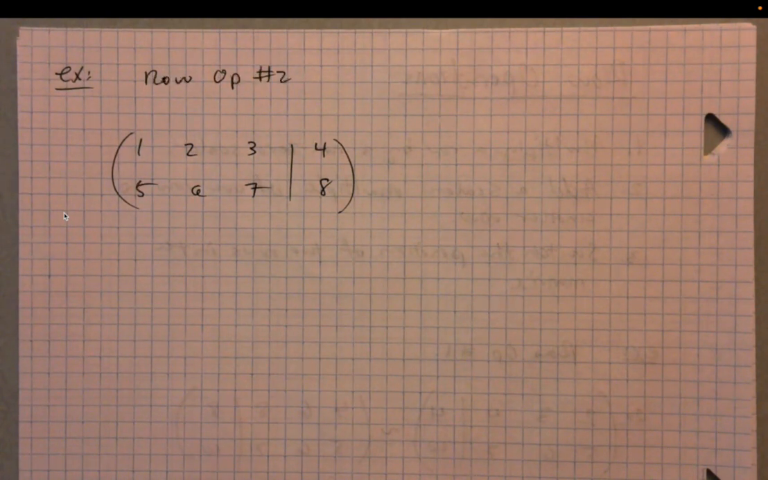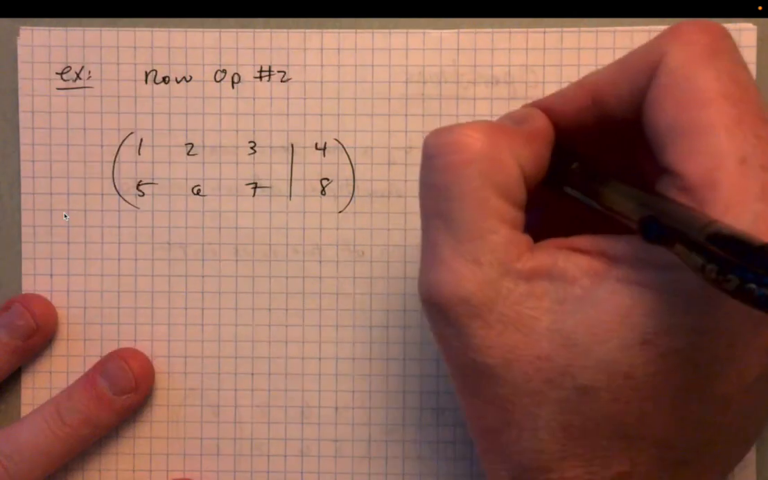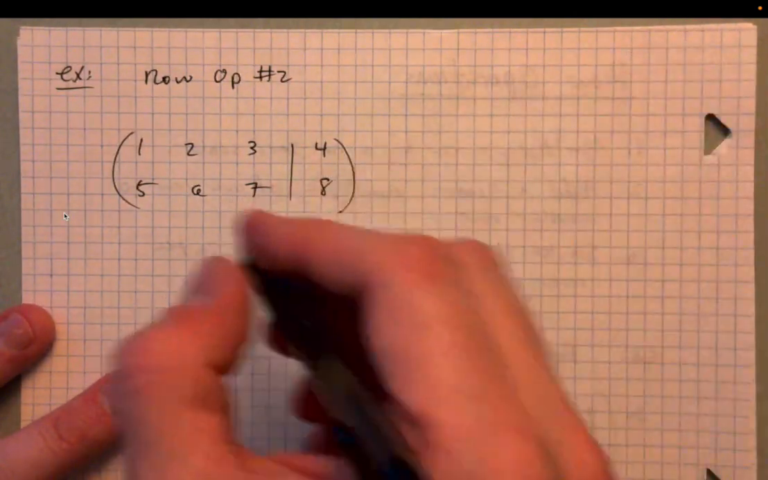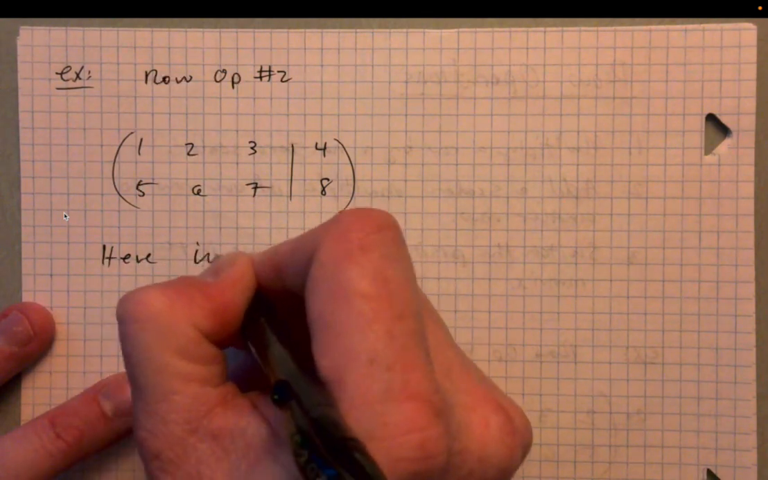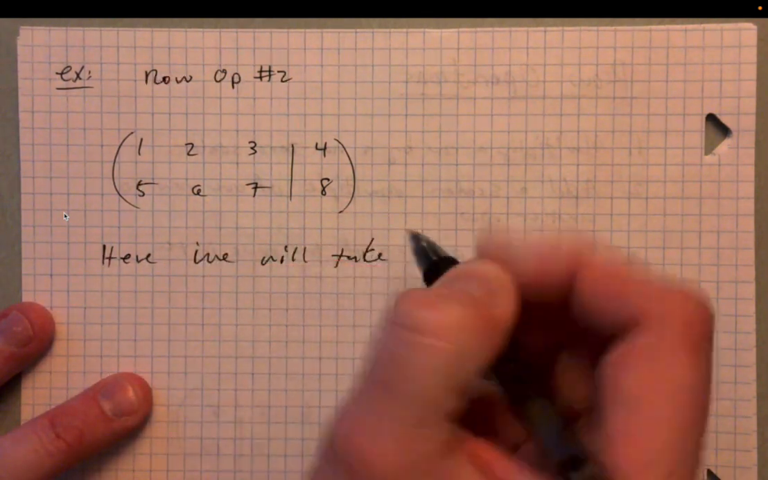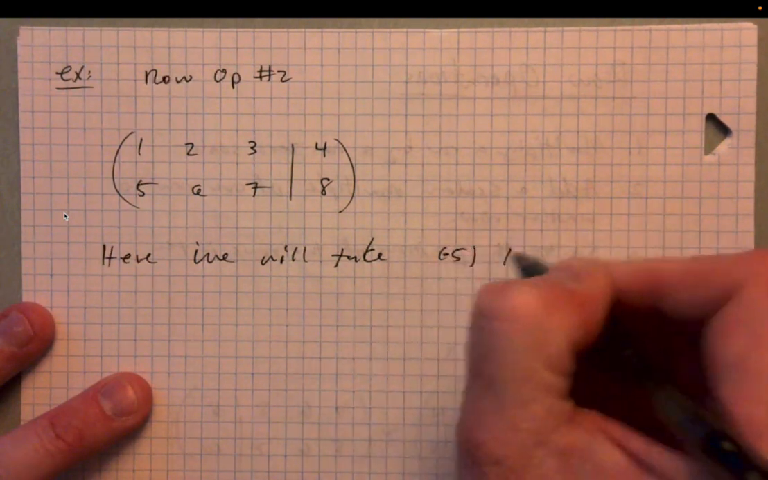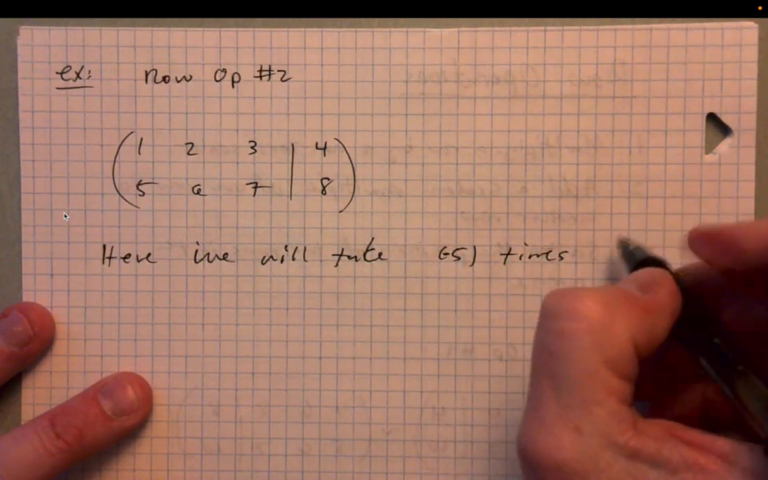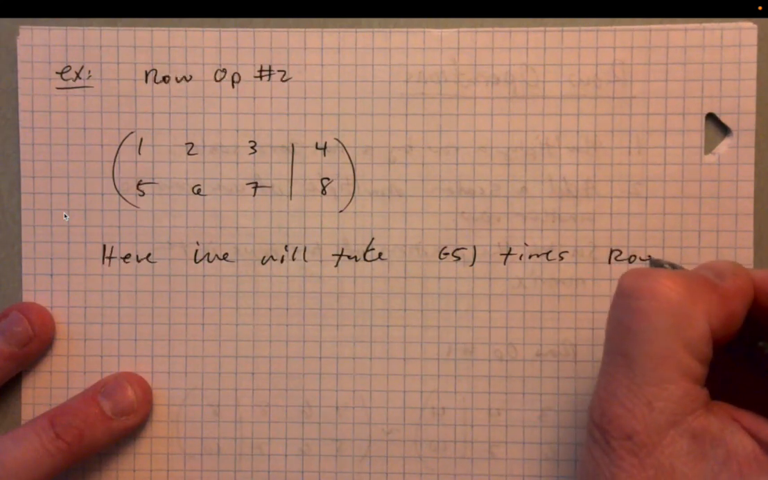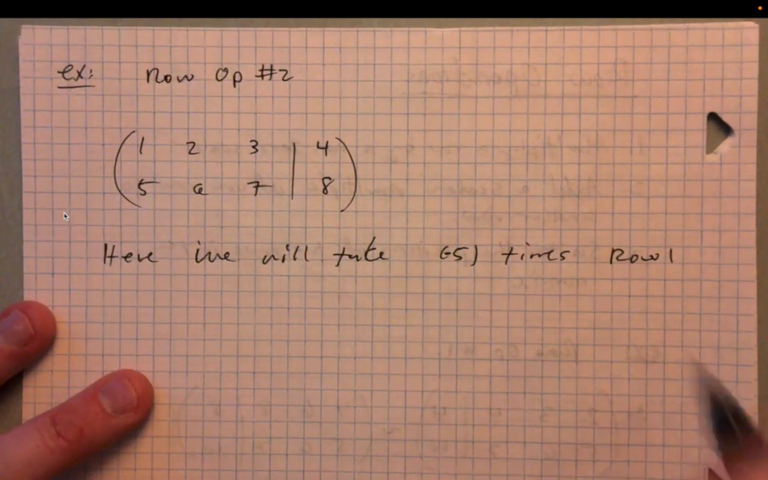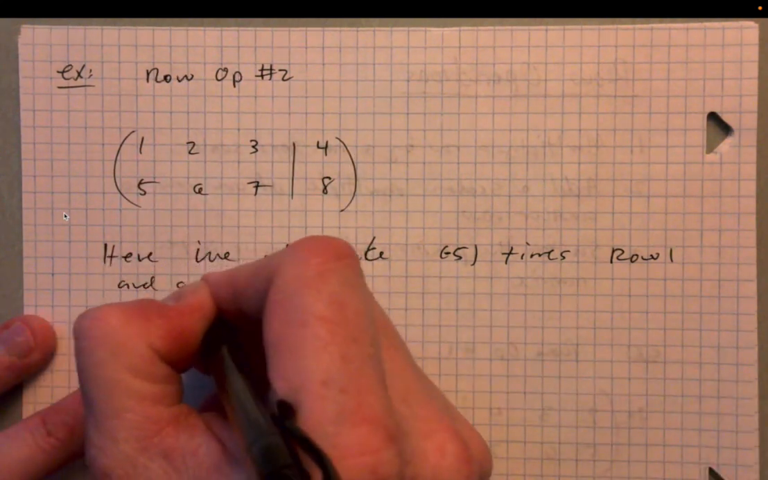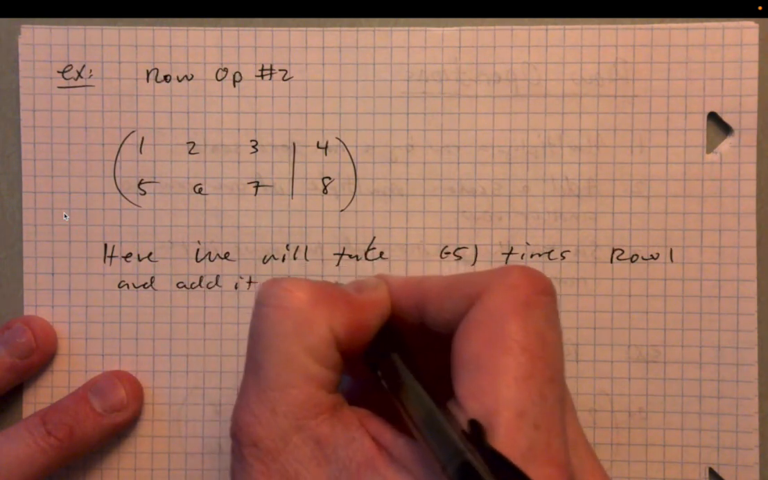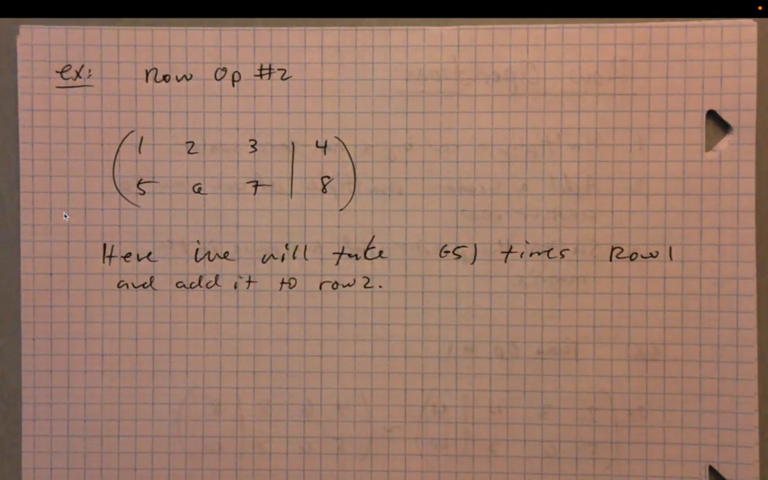Here what I'm going to do is take -5 times row 1, and we're going to add it to row 2. That sum will become the new row 2.